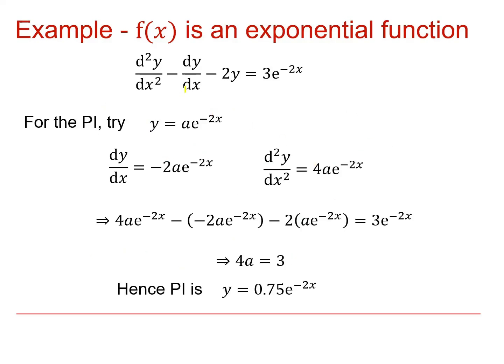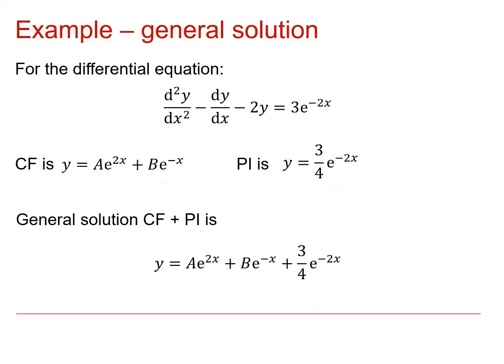There's that working tidied up for you. There's the particular integral a e to the minus 2x with its derivatives plugged into the equation to give me a value for a of 3/4. And actually I've got it listed here as a decimal, so y equals 0.75 e to the minus 2x. So if we want the general solution to this differential equation, we know the complementary function.